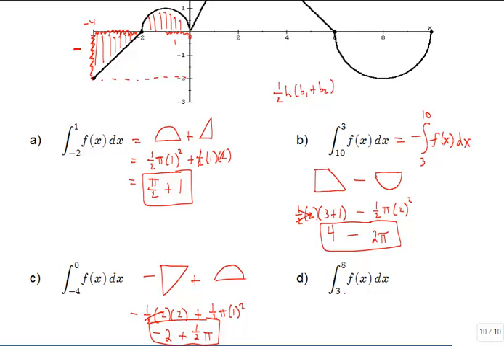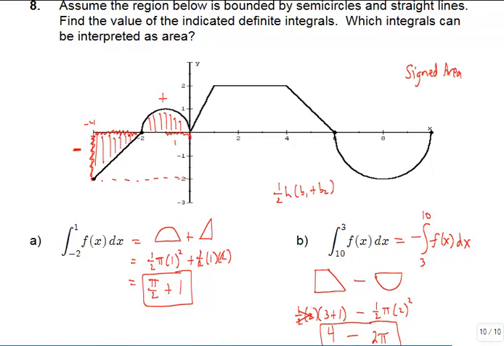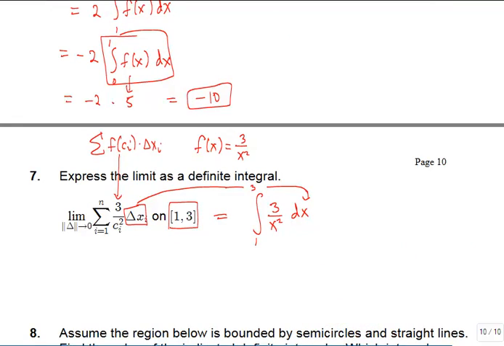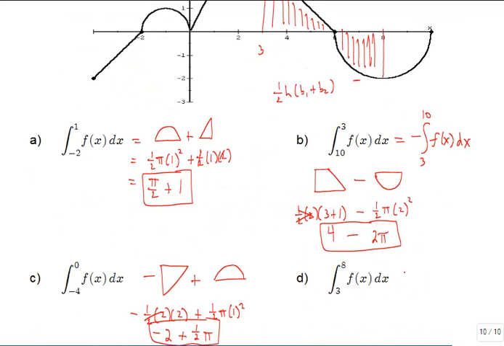Okay, the very last one, the integral from 3 to 8 of f of x dx. So if I color that part in, from 3 to 8, so here's 3 to 8. So I'm going all of this minus this. This is negative, this is plus. Oops, so I want my trapezoid minus, now this is no longer a semicircle, it's going to be a quarter circle.